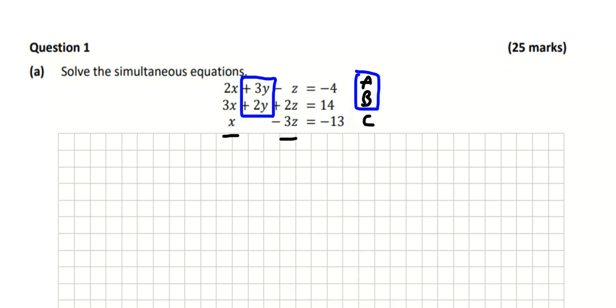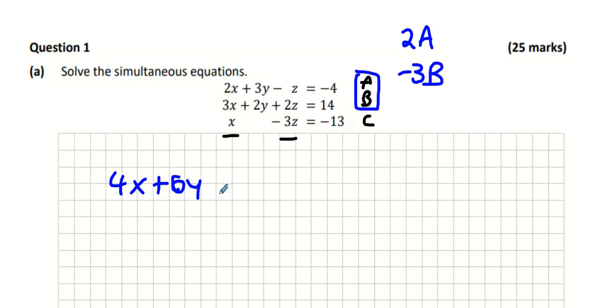So what I'm going to do is 3y and 2y can both form 6y under the correct operation. So I'm going to multiply equation A by 2 and then equation B by minus 3. And you should see that I'll get plus 6y and minus 6y. And this should make this come out nicely. So I'll multiply the top equation by 2 and I get 4x plus 6y minus 2z equals minus 8.